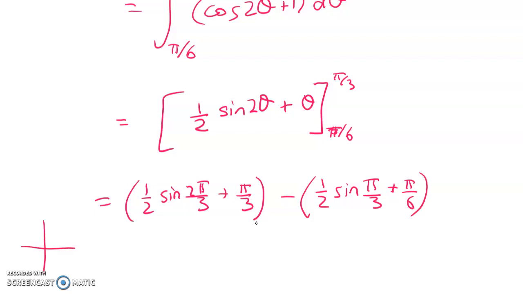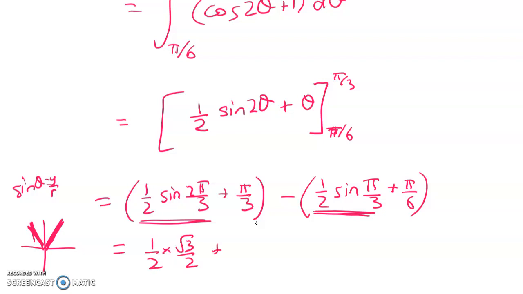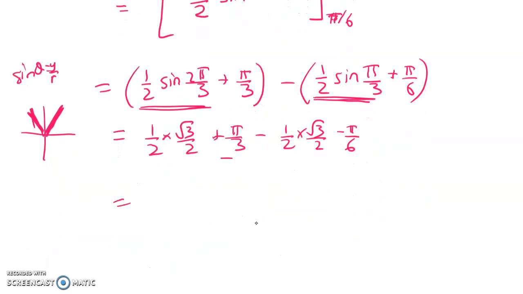And thinking about my unit circle, sine of pi on 3 is here, so sine theta is y over r, and sine of 2 pi on 3 is here. So these two things are going to be the same. So it's going to be 1/2 times root 3 on 2 plus pi on 3 minus 1/2 times root 3 on 2 minus pi on 6. That gives me a final answer of pi on 3, take away pi on 6, which is just pi on 6. So there we go.